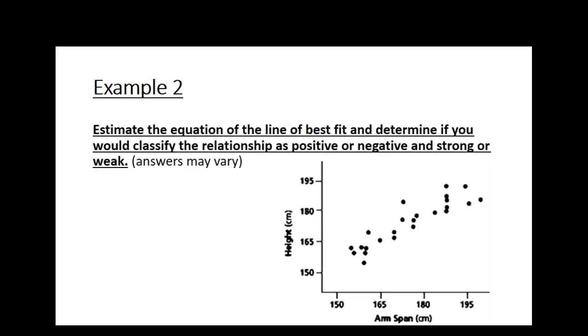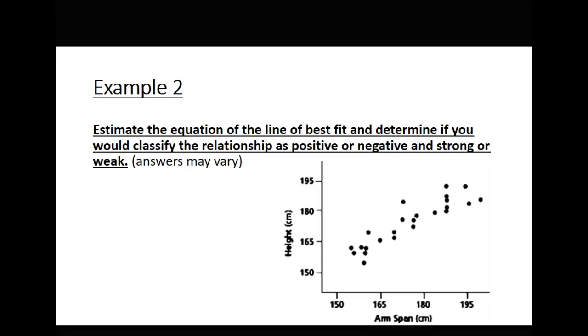So we're going to go ahead and start one here. I believe this was printed for you on your guys' notes, example 2? Okay, so it says we're going to estimate the equation of the line of best fit, and then we're going to determine if you would classify the relationship as positive, negative, strong, or weak. So here we go. If I want to draw a line of best fit, I'm sure you guys could do that just fine.